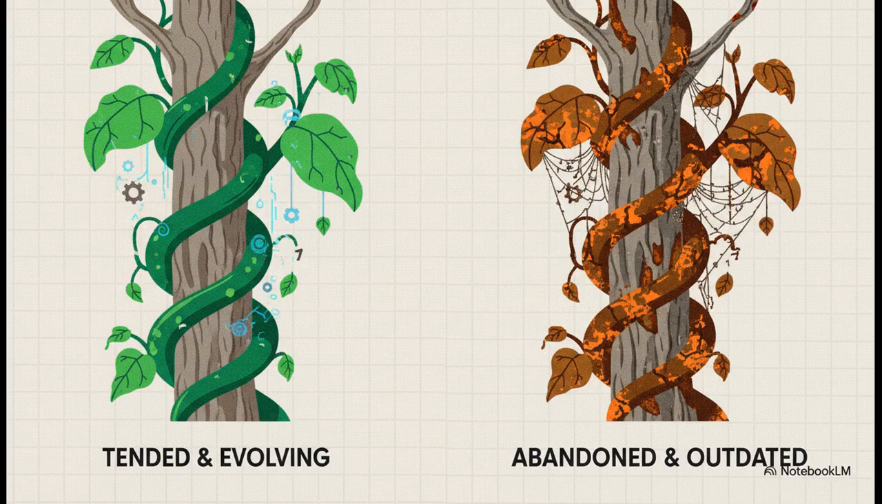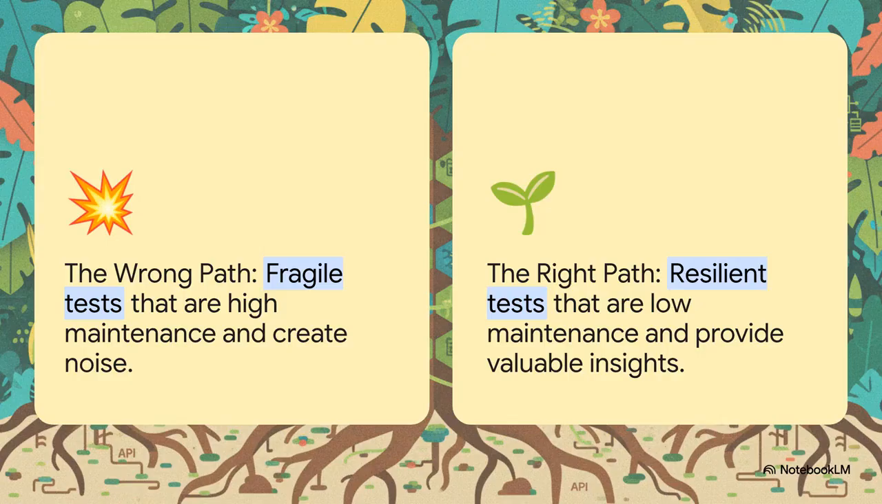And finally, trap number 3, the classic set it and forget it mindset. Your Salesforce org is a living, breathing thing, which means your automation suite has to be too. If you treat it like a one-and-done project, I guarantee you it will become outdated and pretty much useless in no time. So you can really see the 2 different outcomes here. Take the wrong path, and you end up with tests that are fragile, a nightmare to maintain, and just create a lot of noise. But if you follow the cultivator's path, you get automation that's resilient, low maintenance, and gives you actual, valuable insights into the health of your whole system.